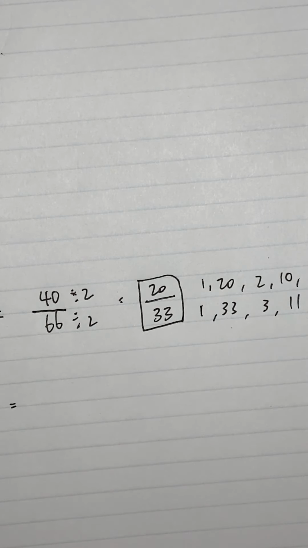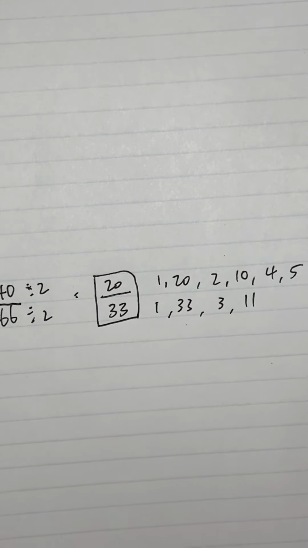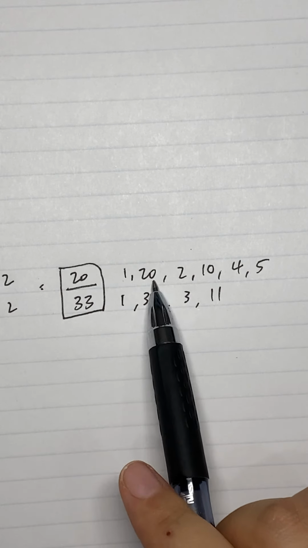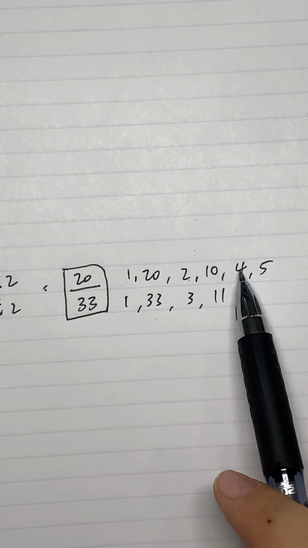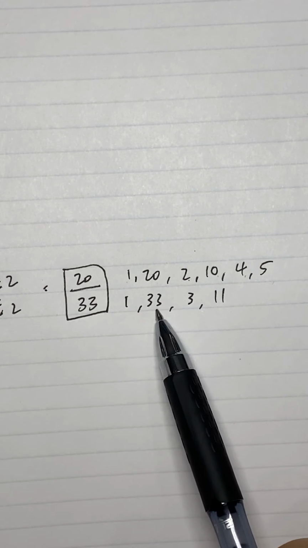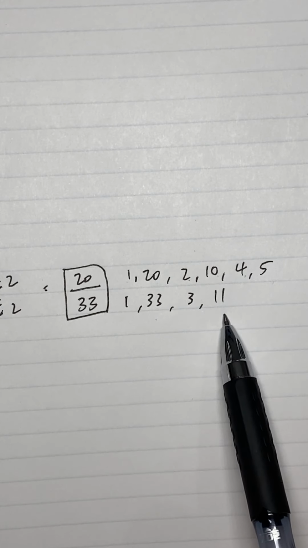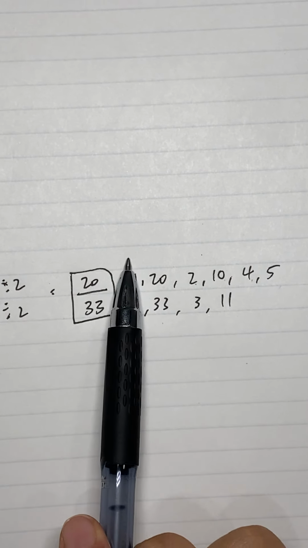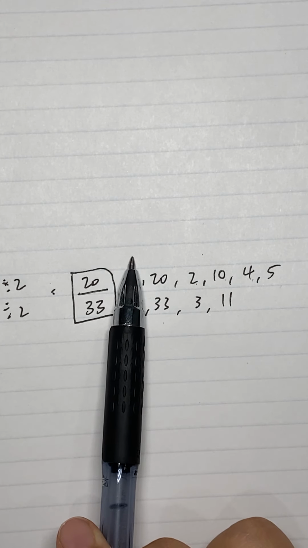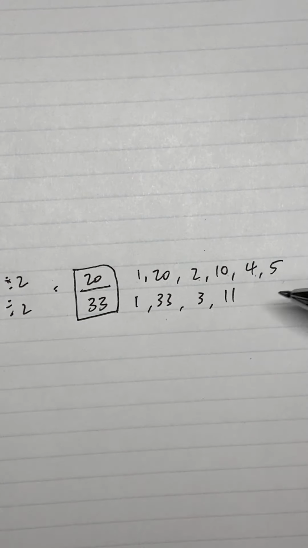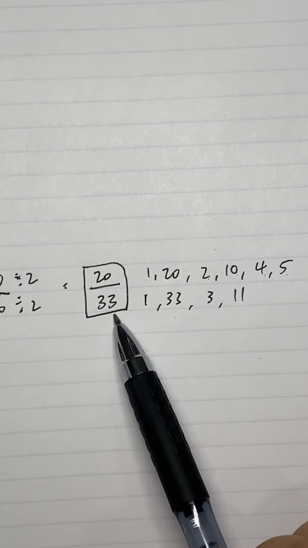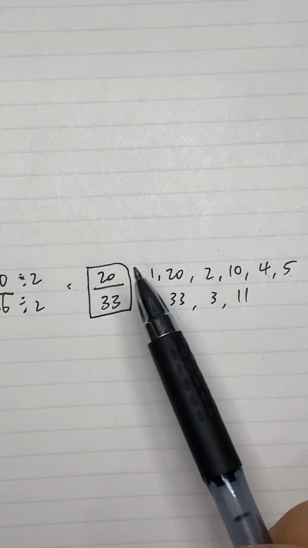Next, we're going to do number 5. Oops, sorry if you couldn't see that. Again, factors of 20 are 1 times 20, 2 times 10, and 4 times 5. And factors of 33 are 1 times 33 and 3 times 11. Again, we want to compare the factors of these two numbers and see if any of the numbers are the same. So none of these numbers match up. So this is simplified to your lowest term.